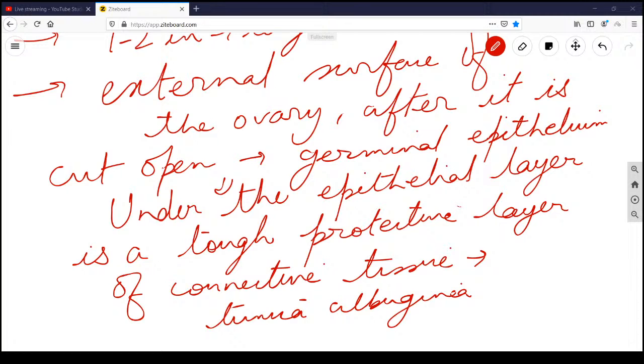Now this connective tissue framework is known as the ovarian stroma. I told you the stromal cells will invaginate and get into the formation of the Graafian follicle, which will again divide into theca interna and externa. So this connective tissue framework, the ovarian stroma, is divided into a more dense outer ovarian cortex and a less dense central ovarian medulla.